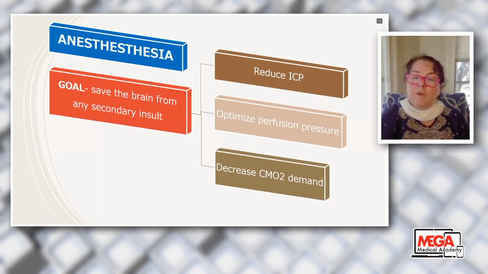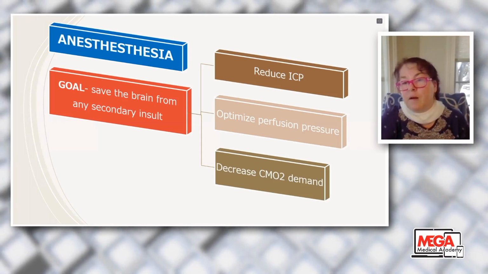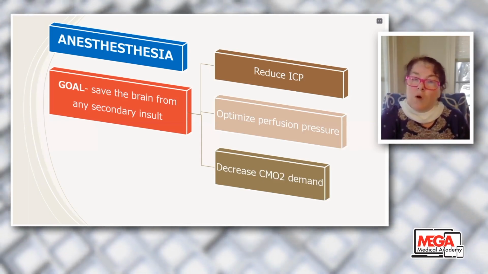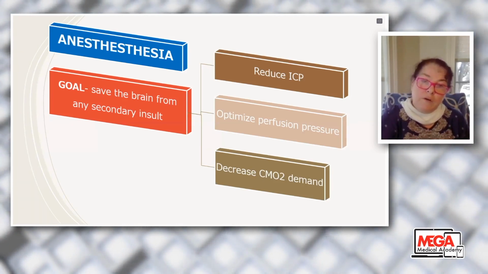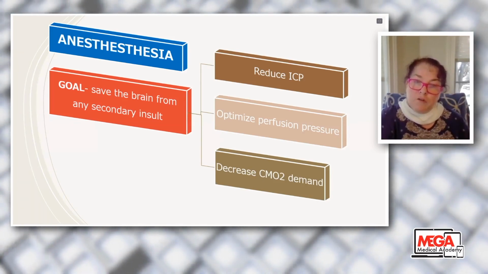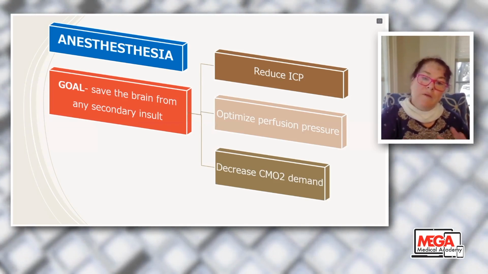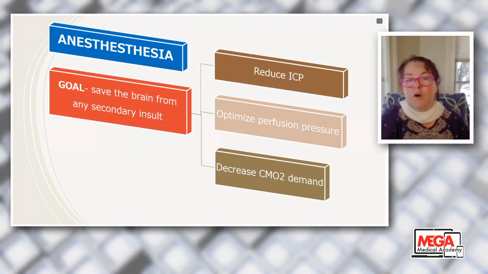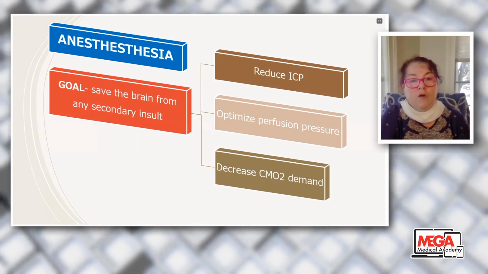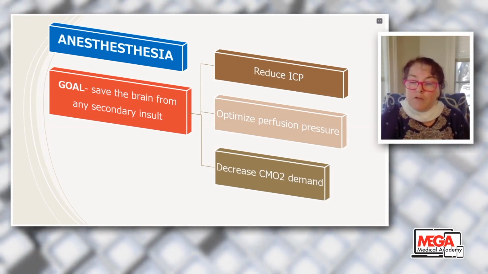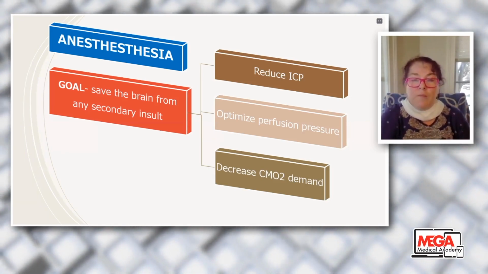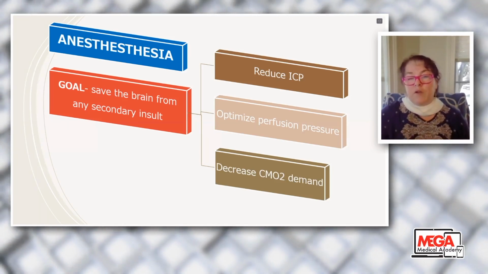Now I'm going to talk a little bit about the anesthesia for these procedures. The biggest goal of anesthesia is to save the brain from any secondary insult. It's already being insulted because you're doing surgery, and we want to keep it from having some other insult during our anesthesia. So we want to reduce our ICP, or intracranial pressure. We want to optimize our perfusion pressure and decrease our metabolic rate of oxygen consumption, or the oxygen demand.